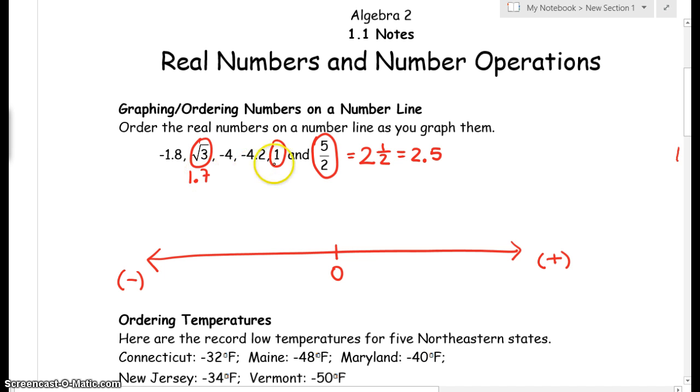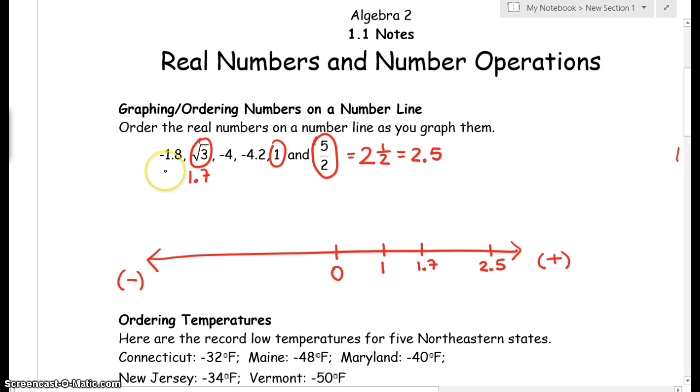All right, so the first thing I'm going to do is put 1. Then if I'm counting, I would put 1.7 next, then 2.5 after that. So that's the order in which those numbers would go. Now, I do have negative numbers. I have negative 1.8, negative 4, negative 4.2. And I know that the closer the number is to zero, the bigger it is.